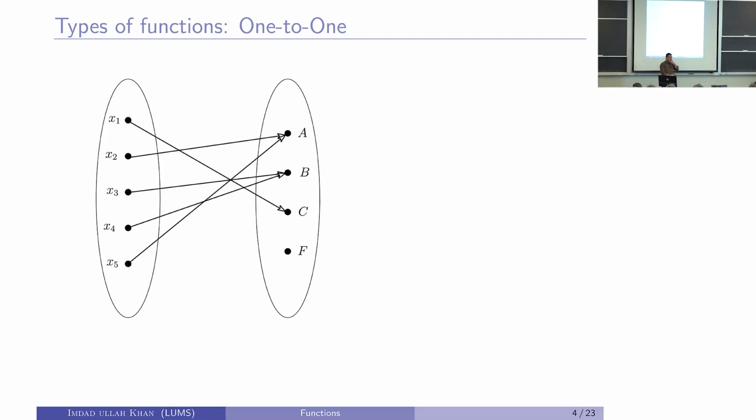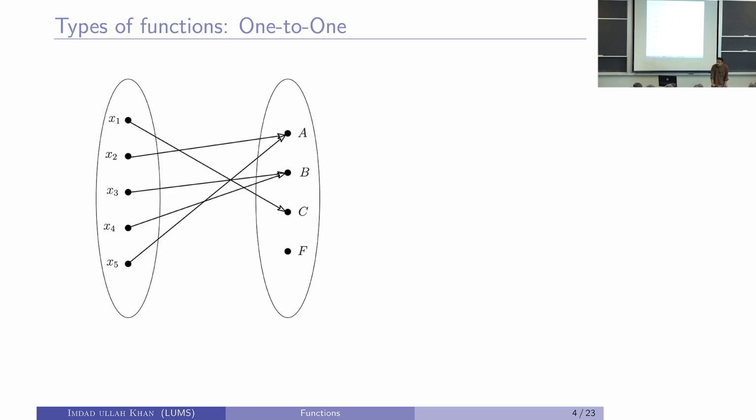Okay, so look at this function. The 5 elements are the domain. The 4 elements A, B, C, F are the codomain. The mapping is given by these lines. Is this a one-to-one function? Why is this not a one-to-one function?